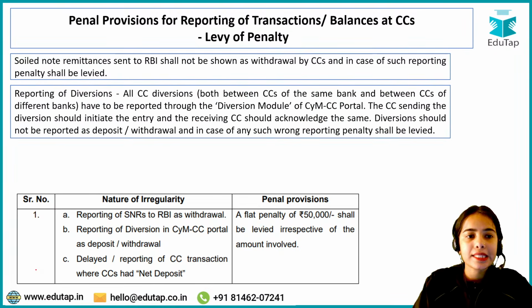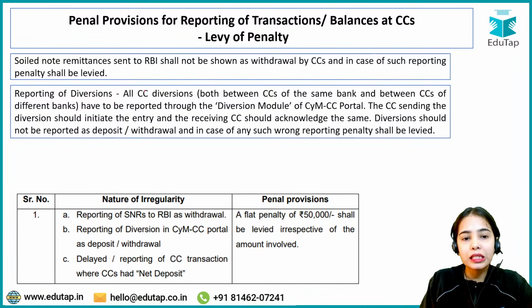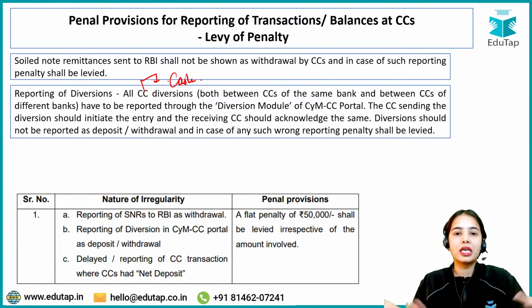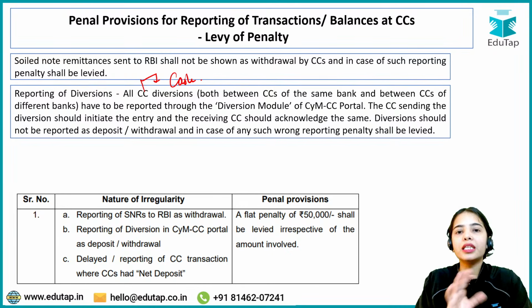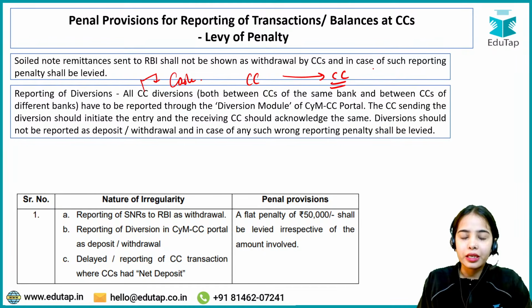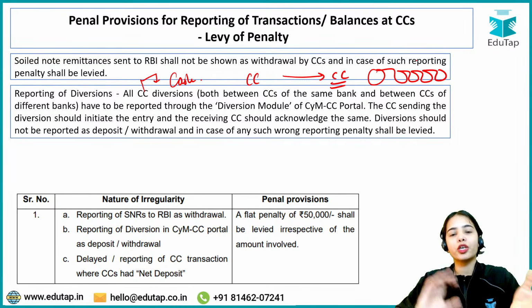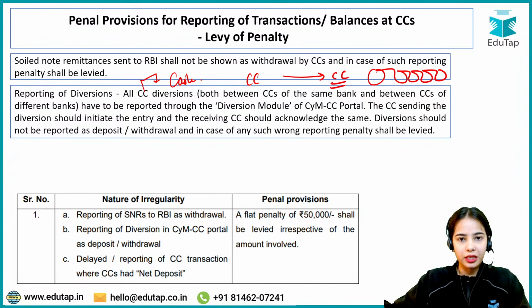Okay. Next is reporting of diversions. Diversions usually happen when currency chests are leading to cash transfers. Diversion is basically the transfer of cash from one currency chest to another currency chest in need. To maintain the regional balance and handle regional imbalances, if a currency chest requires more money, the cash can be transferred from one currency chest to another.